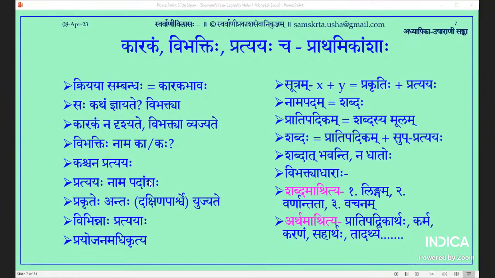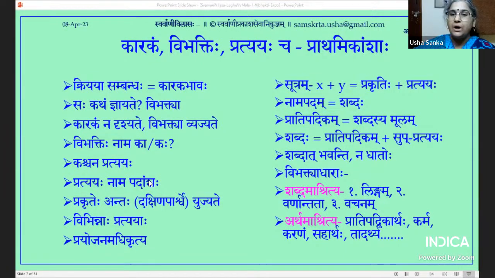So this is the, until here, is it clear? What is X plus Y? Yes. Okay. So that in Sanskrit is called Prakriti, the base. That which is there already is called base. And that which is added is Pratyaya. Like Pratyaya can be Vibhakti Pratyaya.